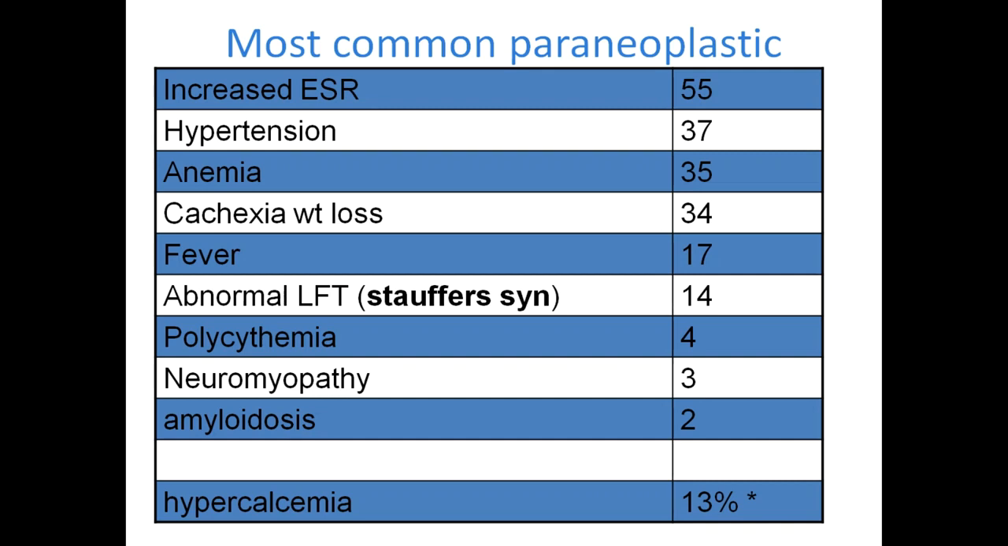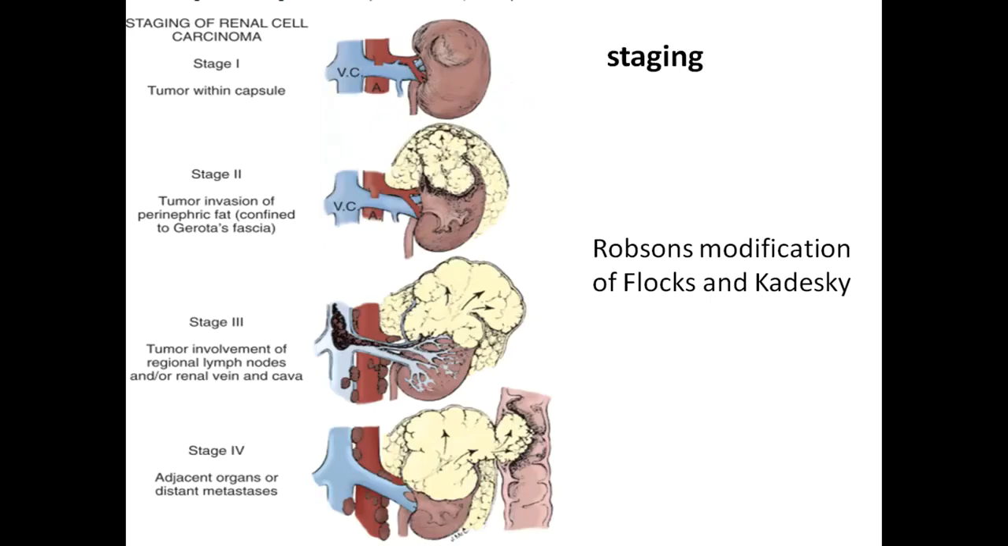One characteristic feature of renal cell carcinoma, which is why I told you it is called the internist's tumor, is the presence of paraneoplastic syndromes. Paraneoplastic syndromes are very characteristic of renal cell carcinoma. Their features are an increased ESR, hypertension, anemia, weight loss, fever, and abnormal liver function tests. This is not due to metastasis; the abnormal liver function is non-metastatic, and that is known as Stauffer syndrome. Others include polycythemia, neuromyopathies, amyloidosis, and hypercalcemia. Very rare, but these are very characteristic of renal cell carcinomas.